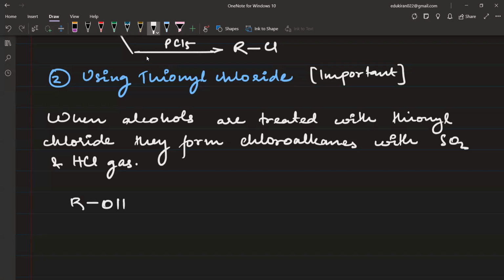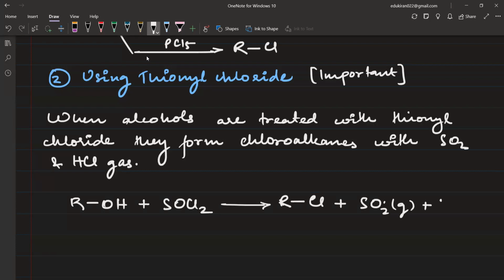So when we have ROH, any alcohol, we react this with SOCl2, thionyl chloride. It is going to give me, बताइए क्या देगा R? It will be bonded to what? Which halogen? R Cl. Very good. Cl plus SO2, which is a gas, and HCl, which is a gas.